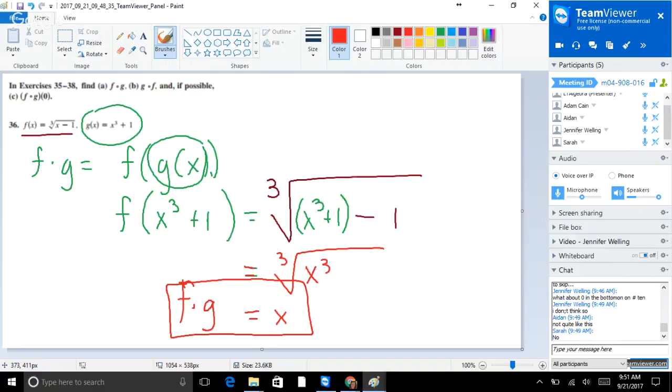All right. Let's skip to part C. Can we do f composed with g at 0? Well, yeah, we can definitely do that, right? F composed with g at 0 is just 0. Fascinating, right?